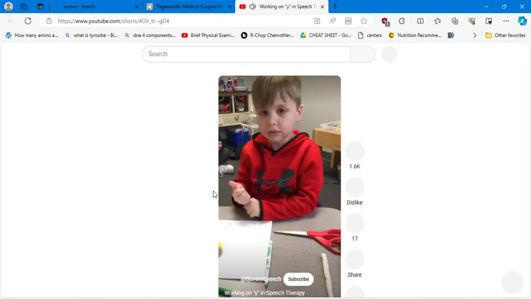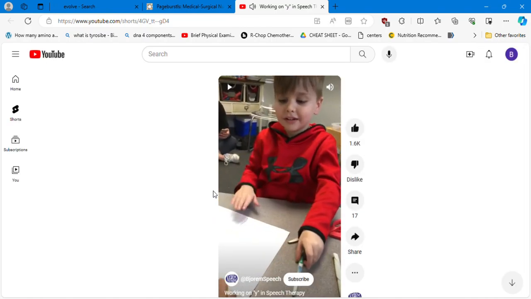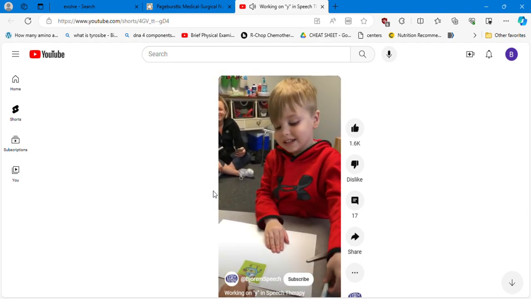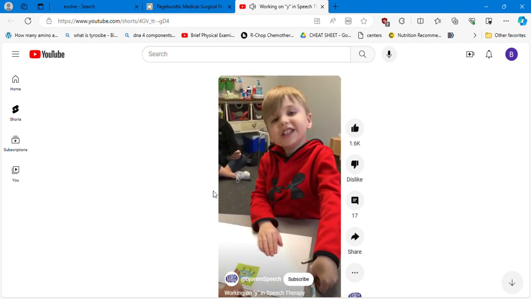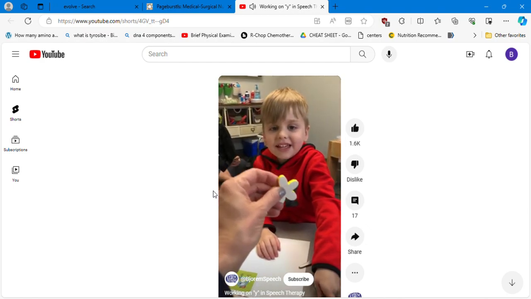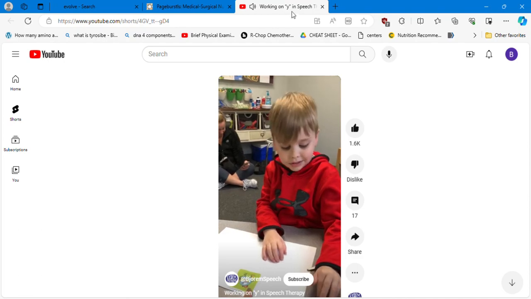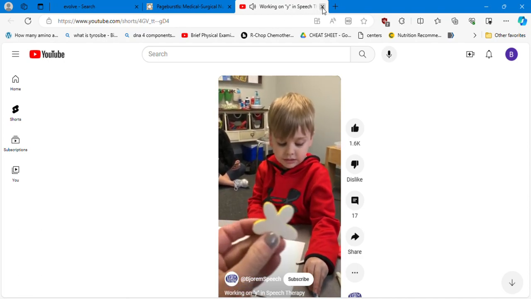What color do you want? Yellow. Try again. E. Yep, say your whole word. E. E. Yellow. Nice. I like how you used your EQ to help you get yellow.